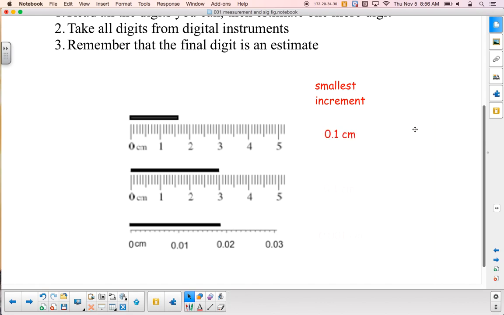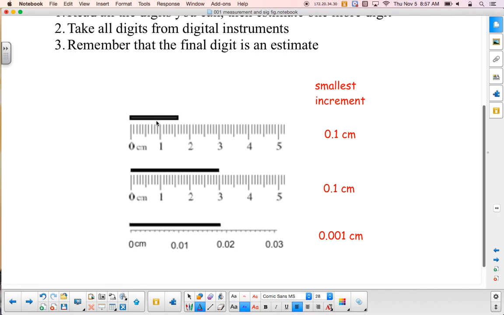The second ruler is identical to the first ruler, so again, each small increment represents 0.1 centimeters. Looking at the bottom ruler, however, these increments are much smaller. The big increments on this ruler are only 0.01 centimeters, and so the littlest increment on this ruler ends up being 0.001 centimeters. Knowing the smallest increment tells you how many digits you can have in your measurement.